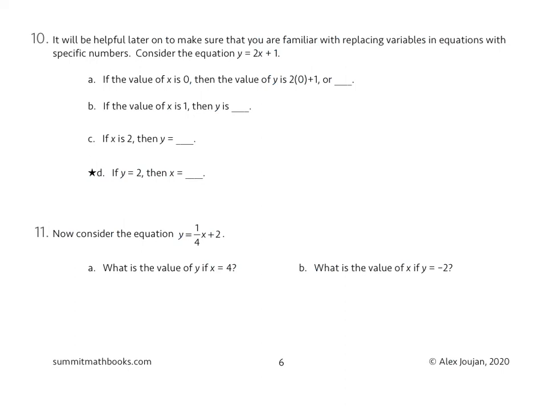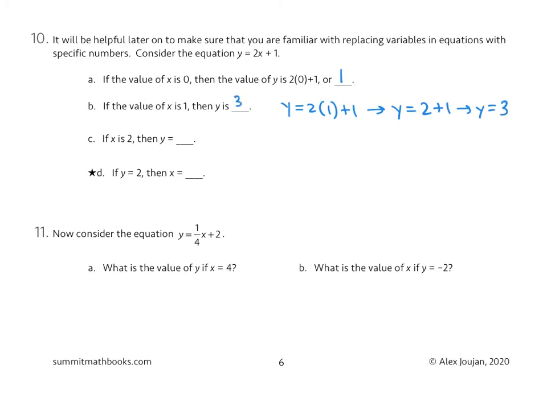10. It will be helpful later on to make sure that you are familiar with replacing variables in equations with specific numbers. Consider the equation y equals 2x plus 1. A. If the value of x is 0, then the value of y is 2 times 0 plus 1, or 2 times 0 is 0, 0 plus 1 is 1. Part B. If the value of x is 1, then y is, well, let's write the equation. Y equals 2 times the value of x is now 1, plus 1. 2 times 1 is 2, so y equals 2 plus 1. 2 plus 1 is 3, so y equals 3.